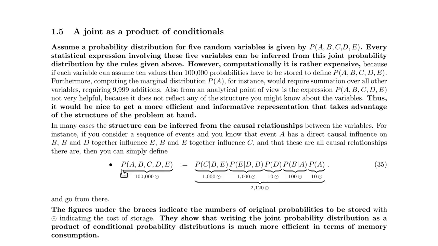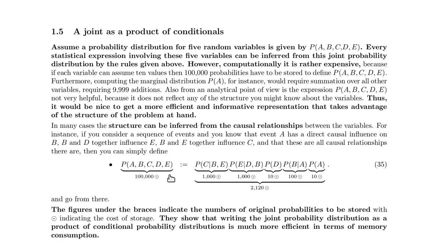So down here you see a probability in 5 variables A, B, C, D, E. If we assume that each variable can assume 10 different values, it's easy to calculate that there are 100,000 possible probability values that we would have to store in order to represent this joint probability. Right? It's 10 times 10 times 10 times 10 times 10 values.